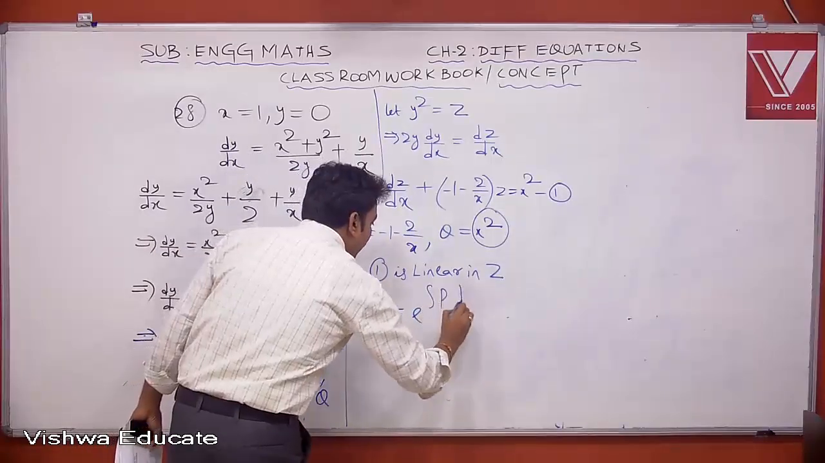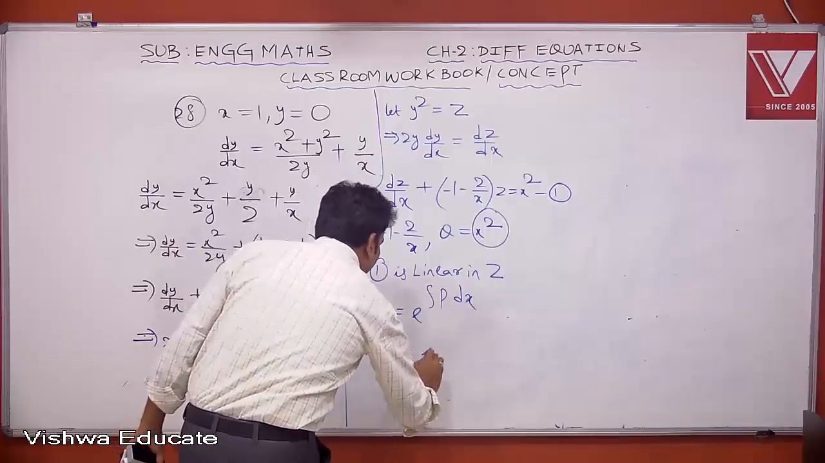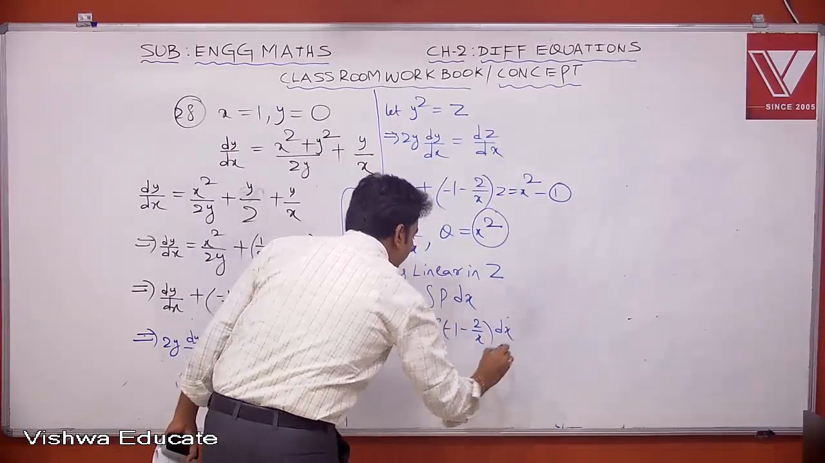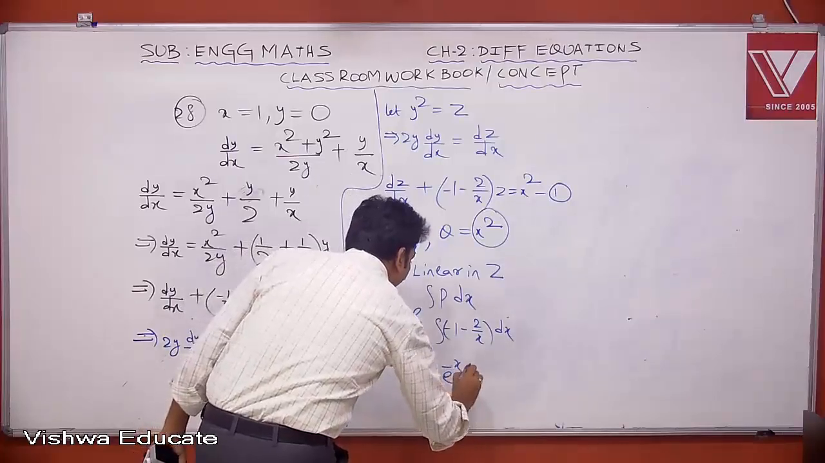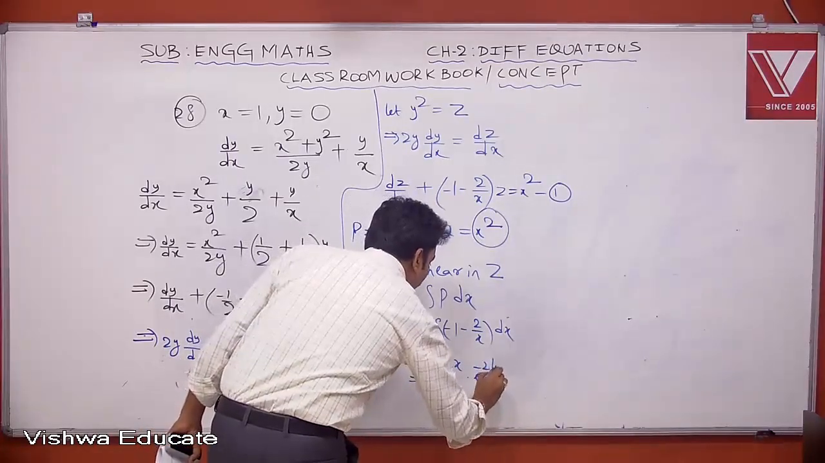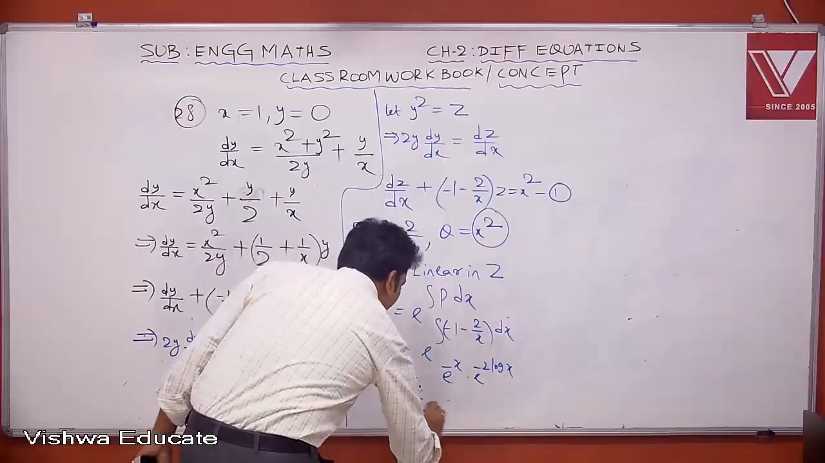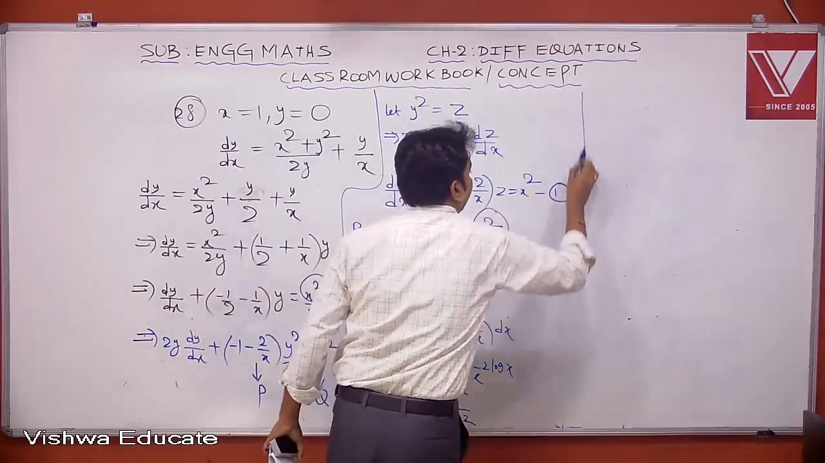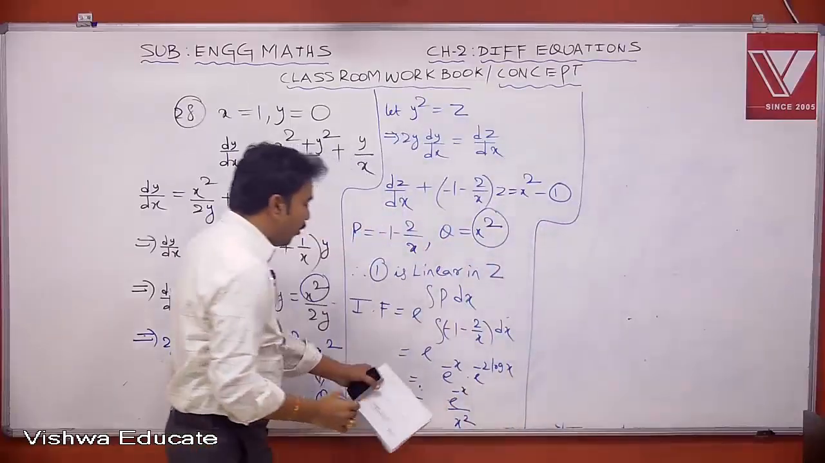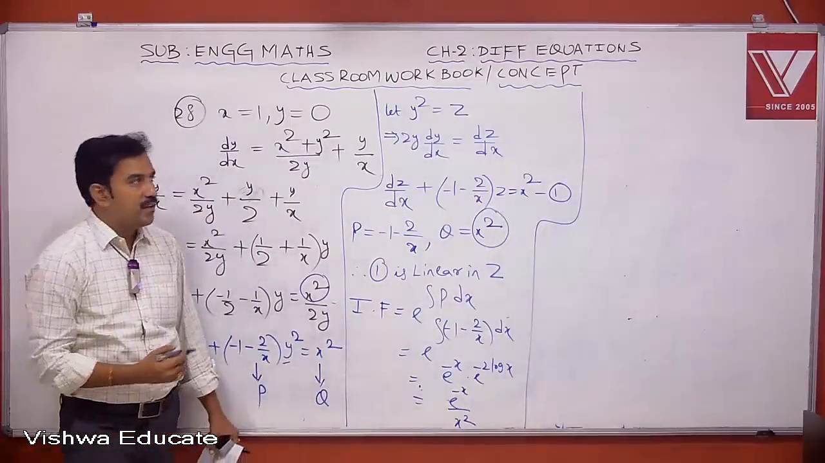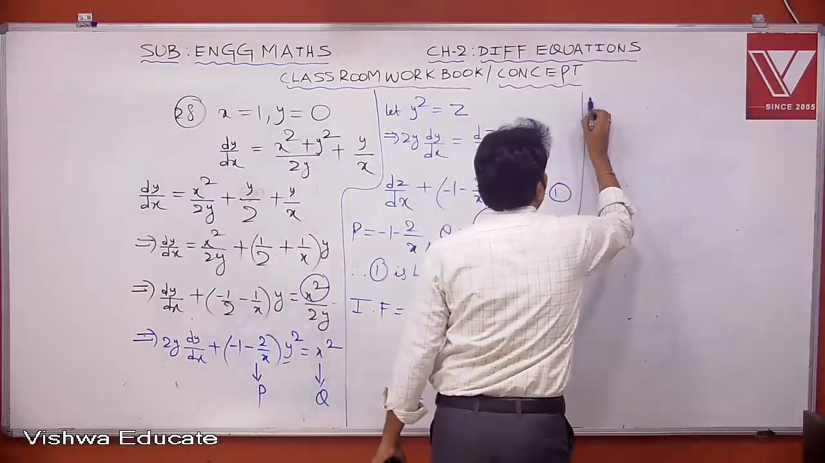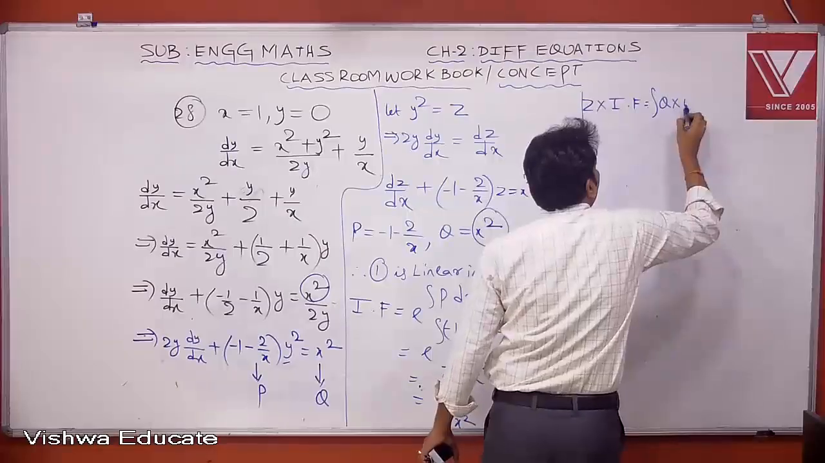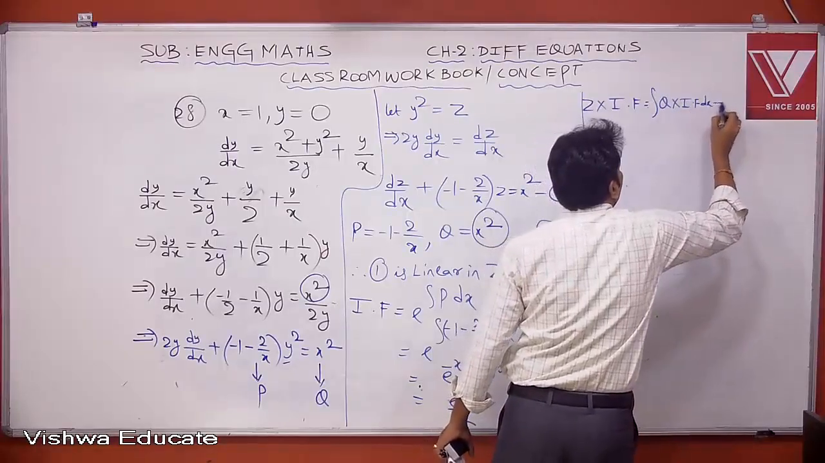e power integral p dx. So this is e power integral of minus 1 minus 2 by x into dx. Therefore this is e power minus x into e power minus 2 log x. So this is e power minus x divided by x square. So this is my integrating factor: e power minus x divided by x square. Therefore the general solution is z into I.F. equal to integral q into I.F. dx plus c.